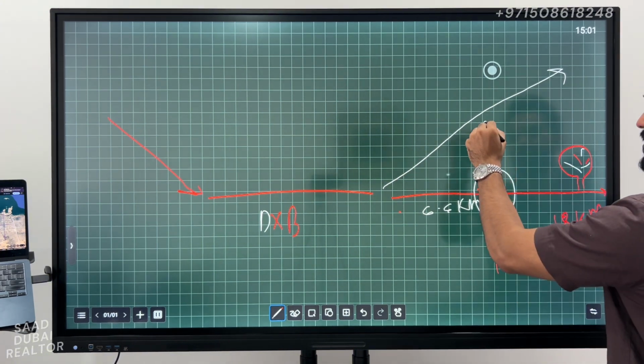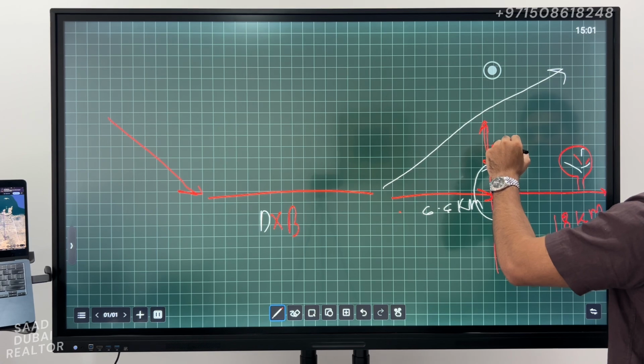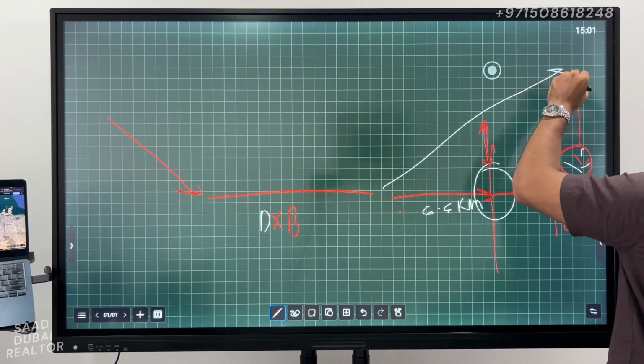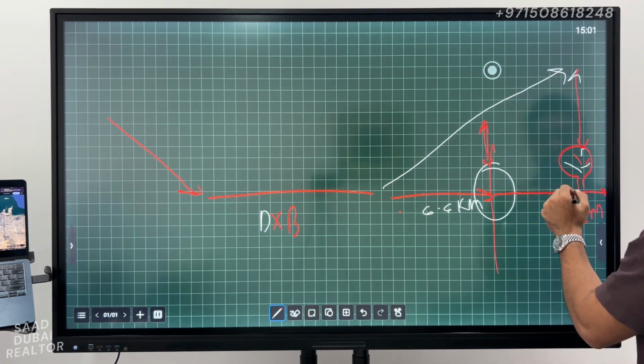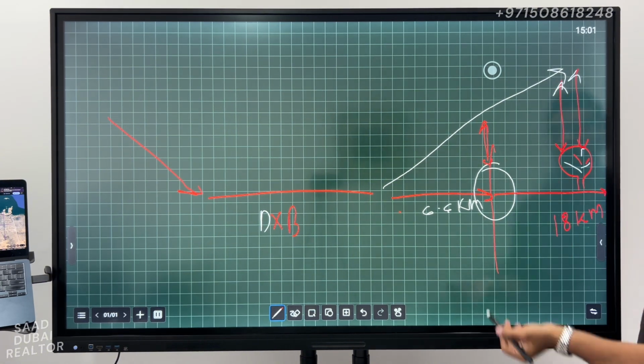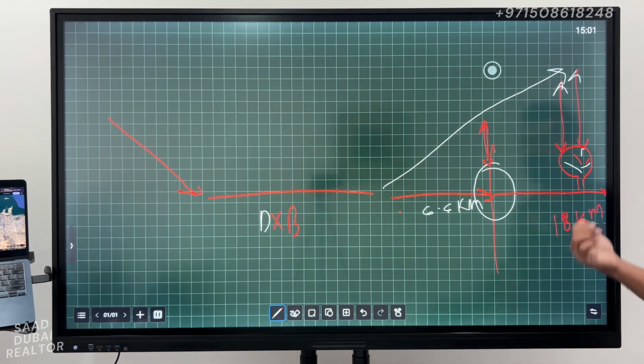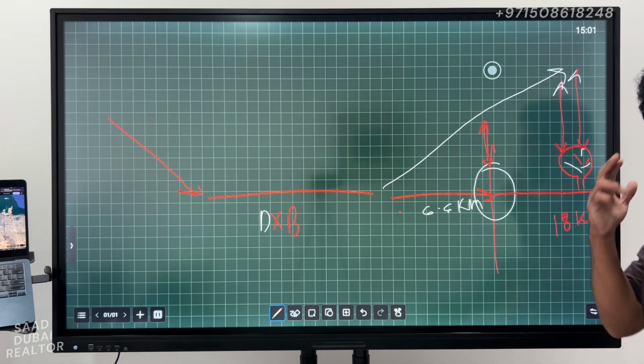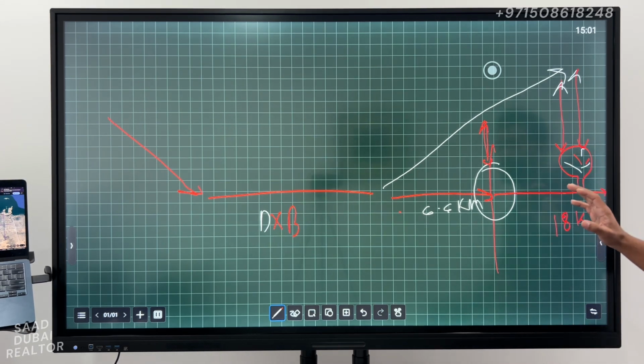So the elevation of the plane is going to be much higher once it reaches the point of Palm Jebel Ali, which is 18 kilometers away. So the aircraft sounds are not going to be affecting Palm Jebel Ali. This is a mega project. They would have taken care of these things in advance, all right?